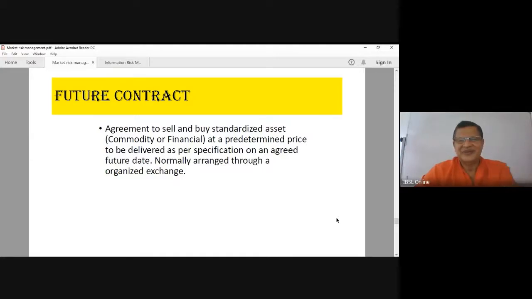So they will somehow get a seller to sell dollars at that particular time at that price and go in between. Rather than a contract between buyer and seller, here this contract has to be arranged through an organized exchange. Then we call it a futures contract, and the organized exchange also keeps a margin.